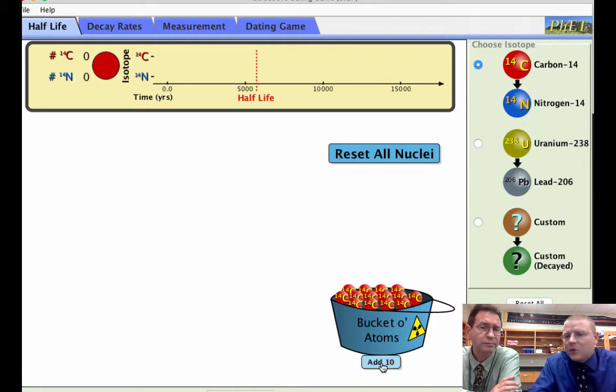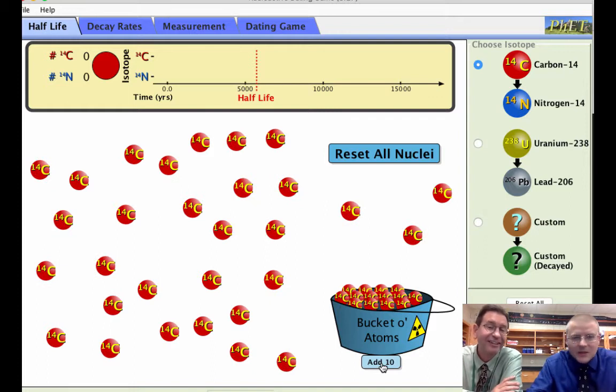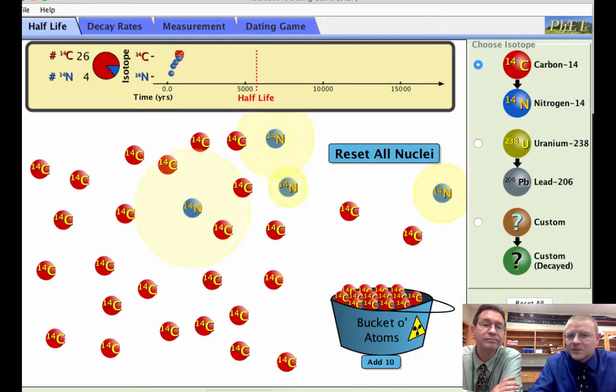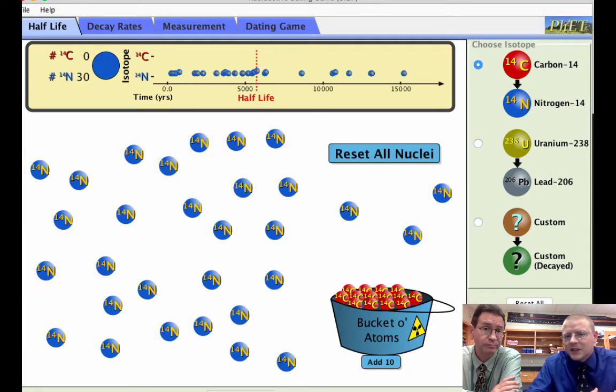So here we've got the old bucket of atoms, and if I add some atoms to our sample, I've got 30 carbon atoms here. I'm just going to let the simulation run, and you can kind of see what happens. What are you observing? Well, what I'm seeing is carbon is changing to nitrogen. So the unstable carbon-14 is turning into a more stable nitrogen-14. Right, and nitrogen is stable and it doesn't decay any further, and so we can make a comparison.